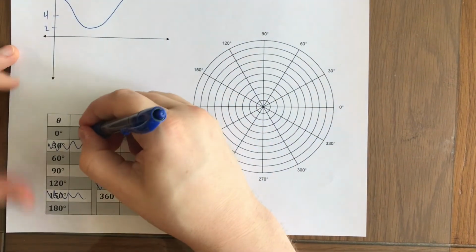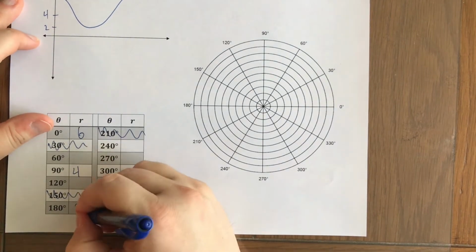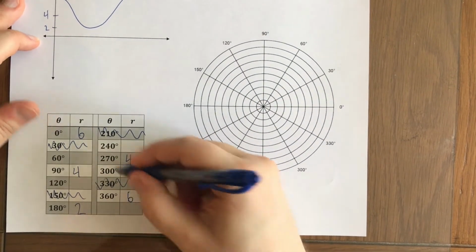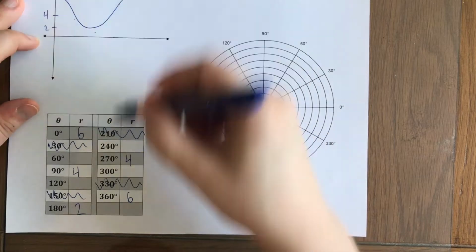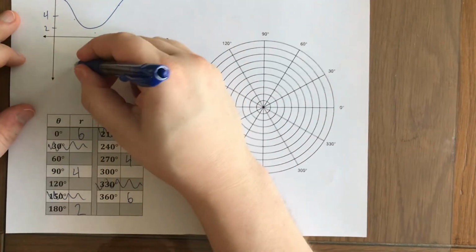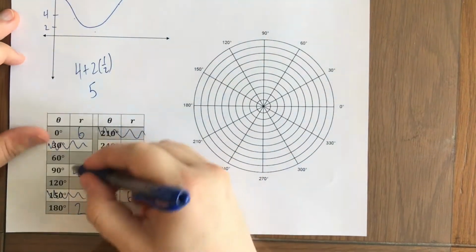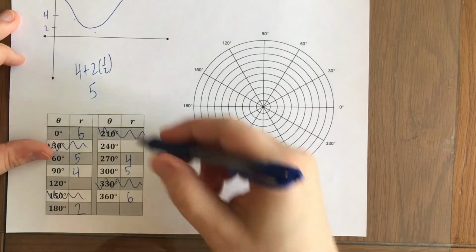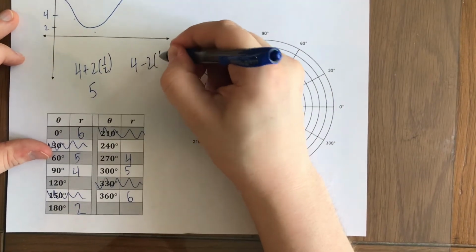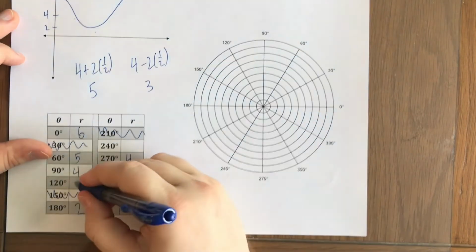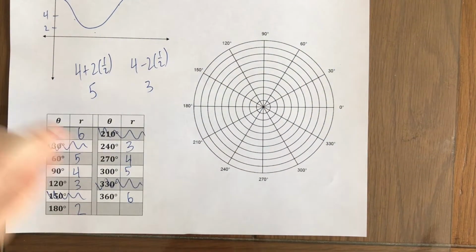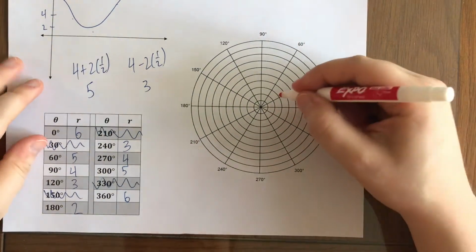I'm going to have 6, then 4, then 2, 4, and 6. So I'm just following the pattern and skipping the 60s. Next, I will do 4 plus 2 times 1/2, so that's going to be 5. That's going to go in the 2 positive ones. Then I will do 4 minus 2 times 1/2, which is going to give me 3, and that goes there and there. So let's plot this and see what's going on.